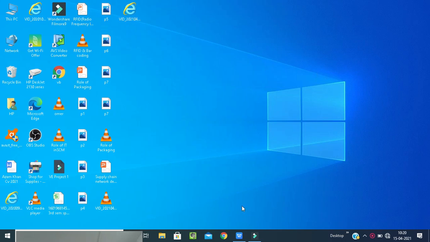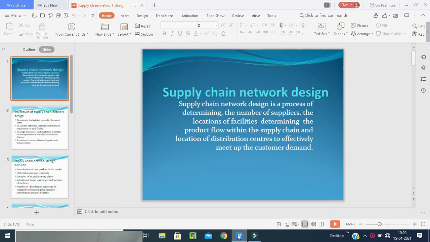Today, we are going to start with our fifth unit in Supply Chain Management with the topic Supply Chain Network Design. What does it mean? What does it include? What are the things there? All these things we are going to learn today.